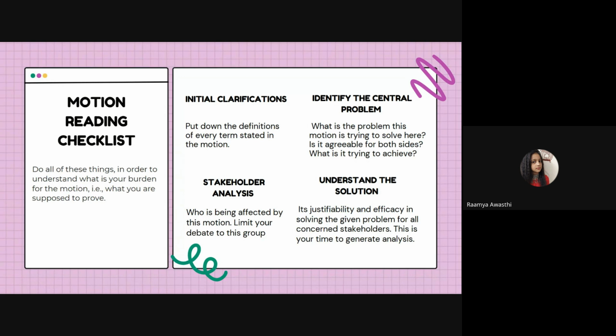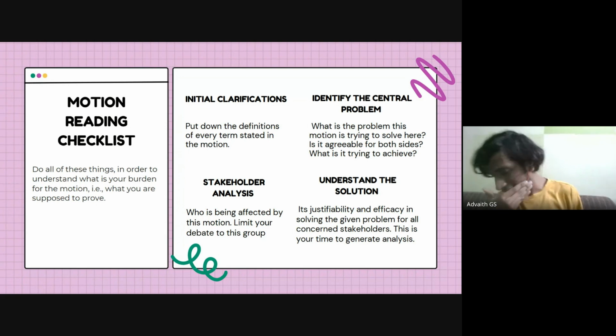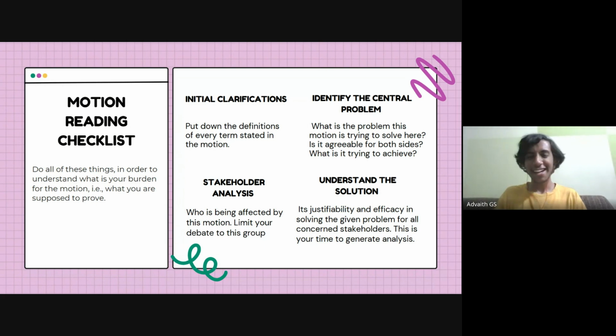Sir, what is the meaning of justifiability? Justifiability is, in some sense, to prove that something is morally correct and ethically correct. Right. To prove that something is morally and ethically correct is to say that it is justifiable. There are more ways to talk about justifiability, but this is the basic bare bones definition. Ayushi, go ahead. I hope that solves your doubt.